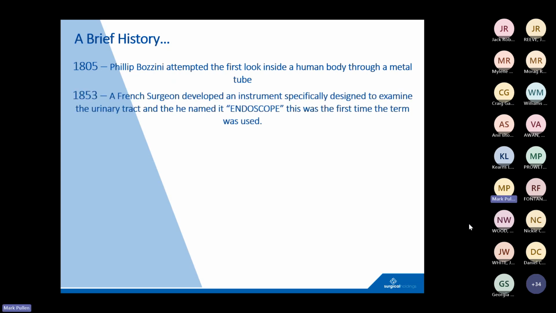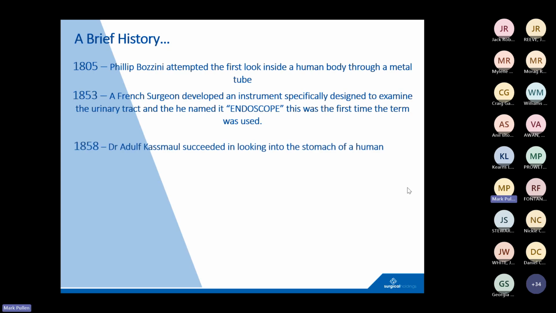Moving on to 1853, a French surgeon developed an instrument specifically designed to examine the urinary tract, and he named it endoscope. This was the first time in history that term was actually used. Another interesting fact, this was actually developed and practiced on a sword swallower at the time. So I'm not sure what's worse, an endoscope or a sword.